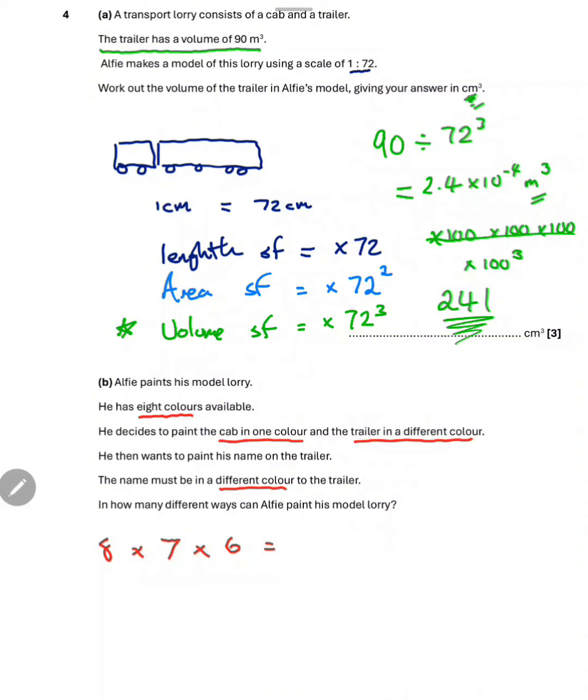Combinations, how many of them? You just times these things together. So I'm going to do 8 times 7 times 6. There are 336 possible combinations for this painting.